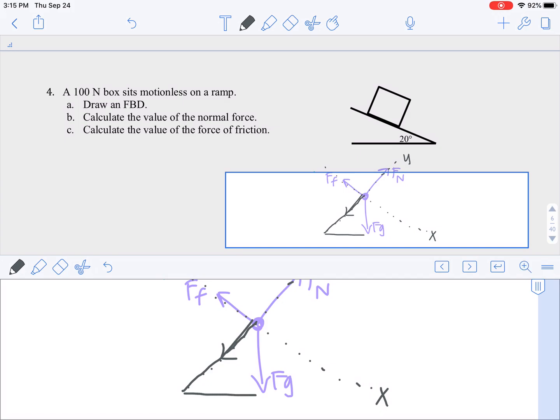So first of all, you don't have the 90-degree angle between FG and FGY, or FGY and FGX. You have it between FG and FGX. So that's right away, didn't draw it correctly, gotta erase.